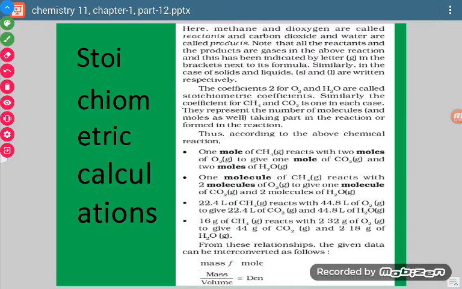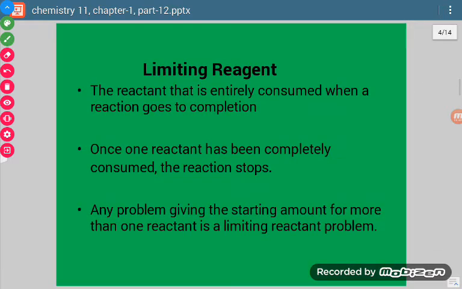Okay. So those numbers which are written in front of reactants or products are called stoichiometric coefficients. So they are to be used for calculations.